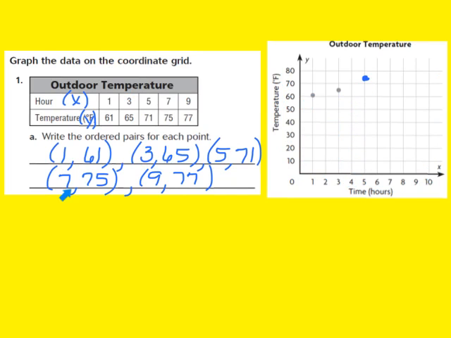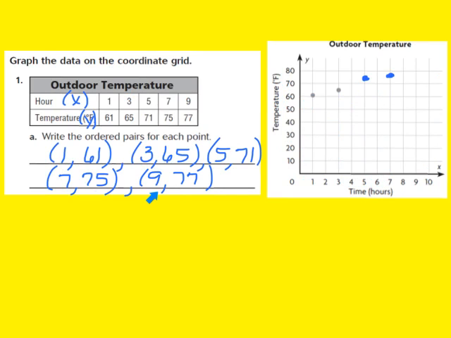Now our next ordered pair is 7 and 75. So from the origin, I'm going to move over 7. So 1, 2, 3, 4, 5, 6, 7. And then I'm going to move up to our 75. So here's 10, 20, 30, 40, 50, 60, 70. Now I'm going to go right in the middle of that 70 and that 80, and that's where I'm going to graph that 7, 75. So let's go ahead and graph that point together. So we're at 7 and 75, and we're going to graph that point right about there. So we now have 7, 75 graphed.